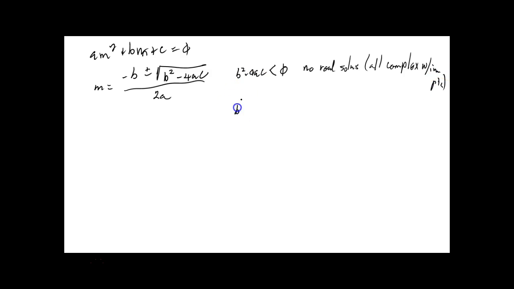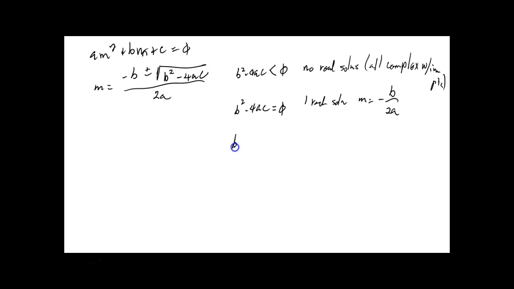What if b squared minus 4ac happens to be equal to 0? Then you only have one real solution, and that real solution is m equal to minus b over 2a. That's the only solution you have.